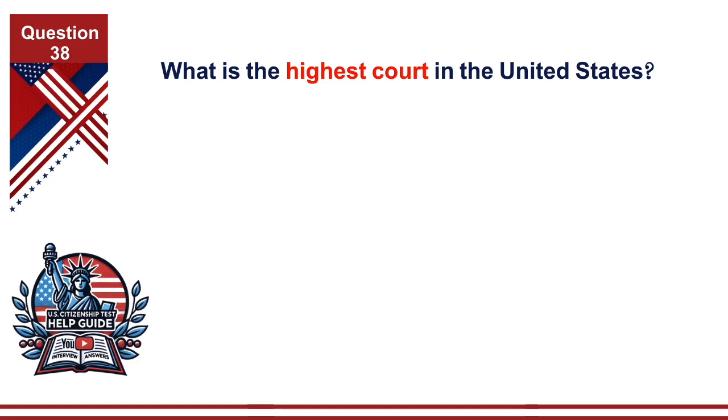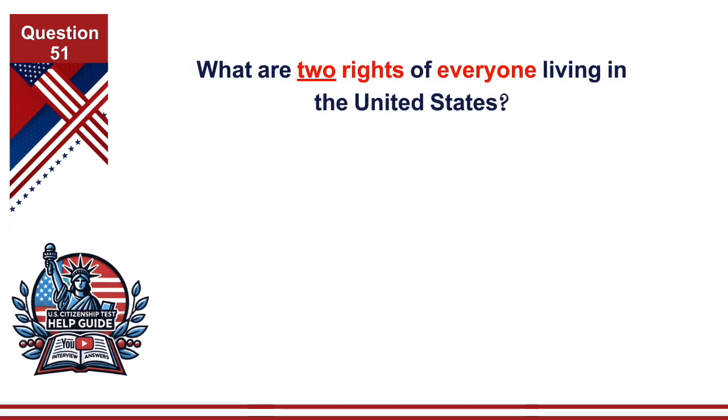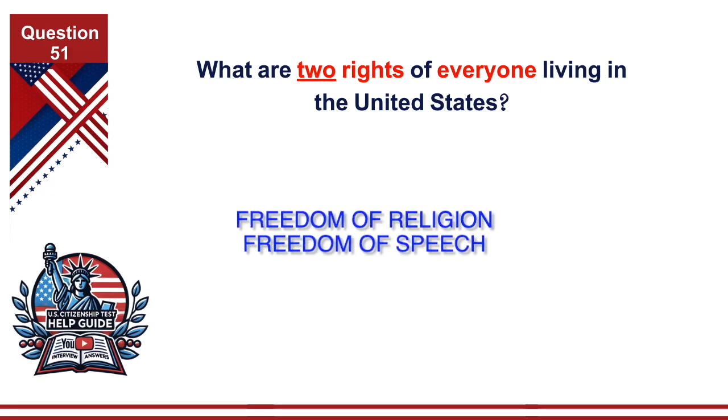What is the highest court in the United States? The Supreme Court. What are two rights of everyone living in the United States? Freedom of religion. Freedom of speech.